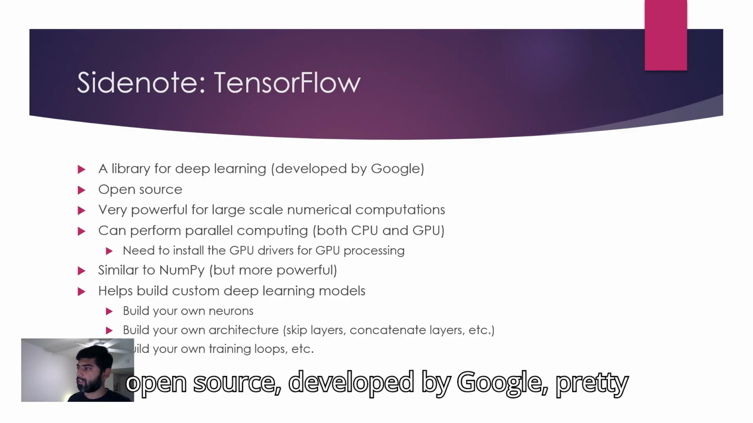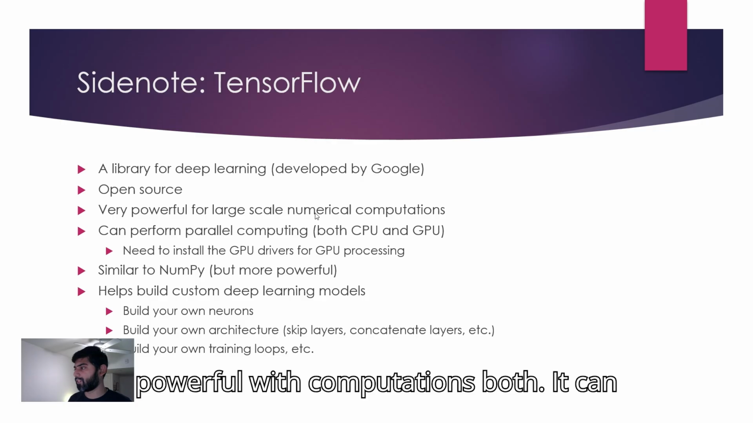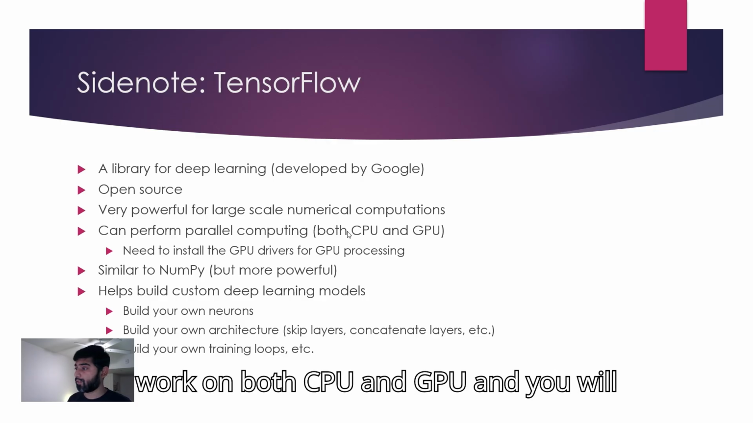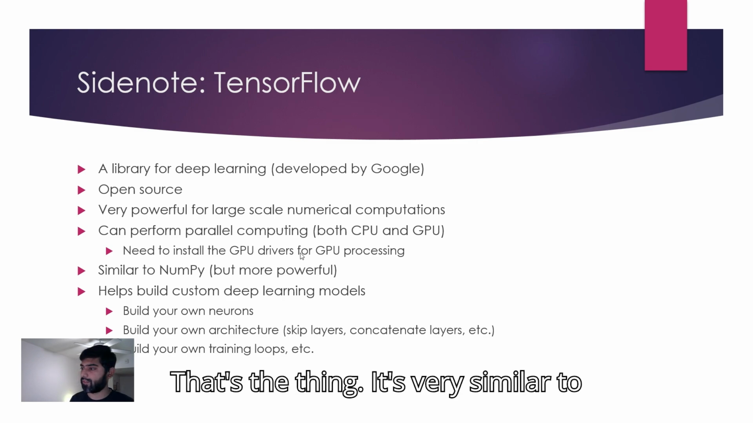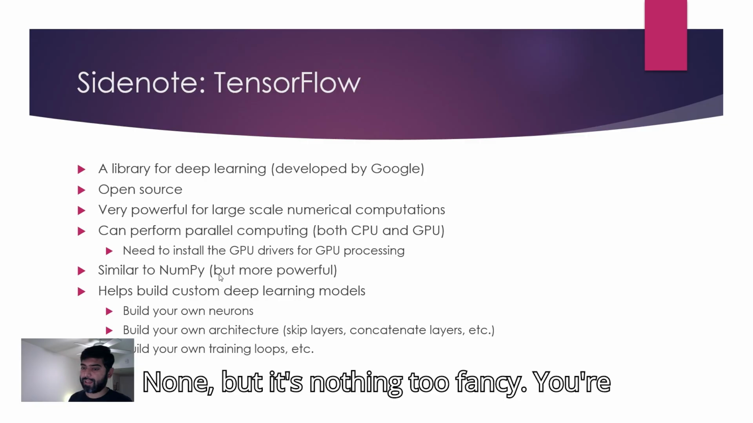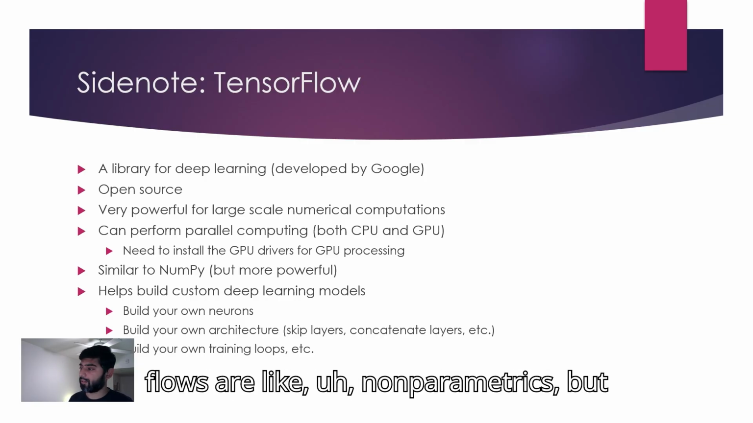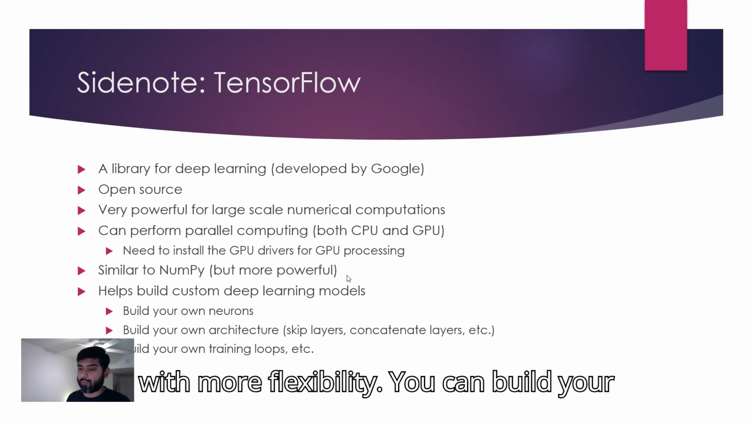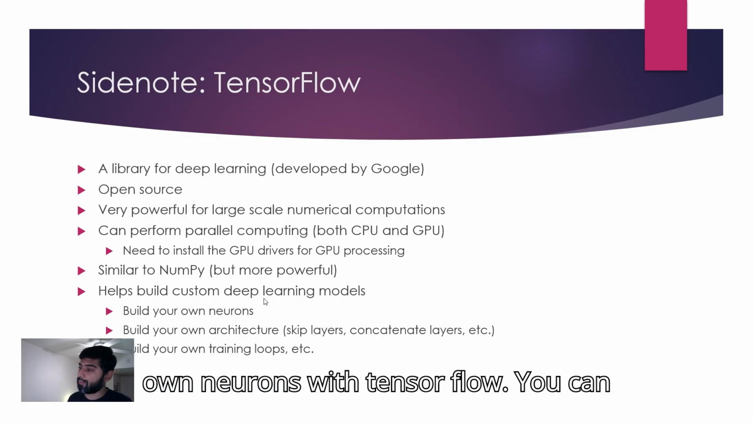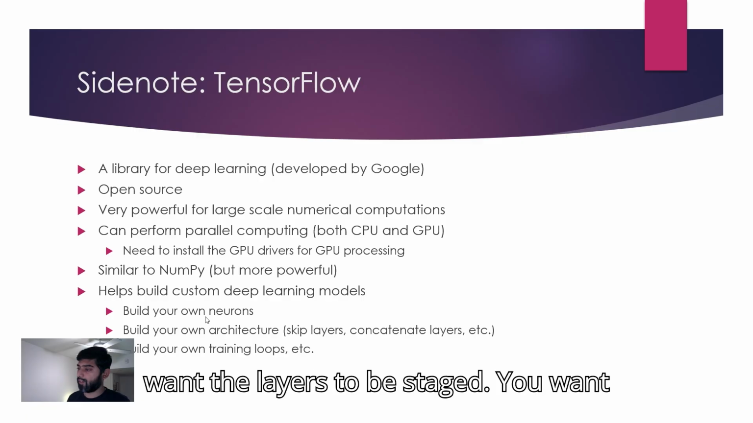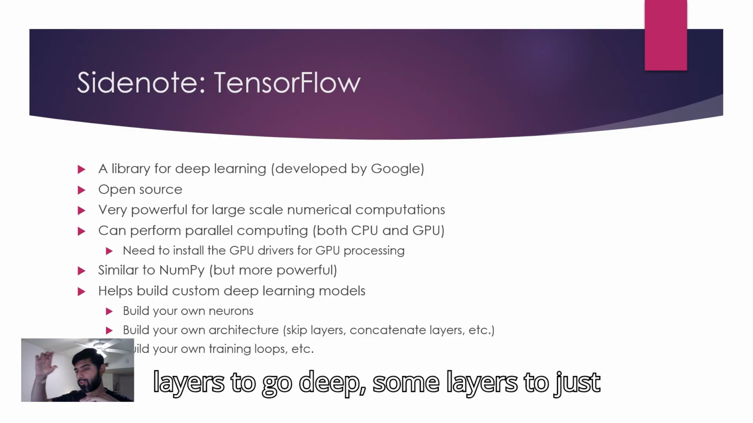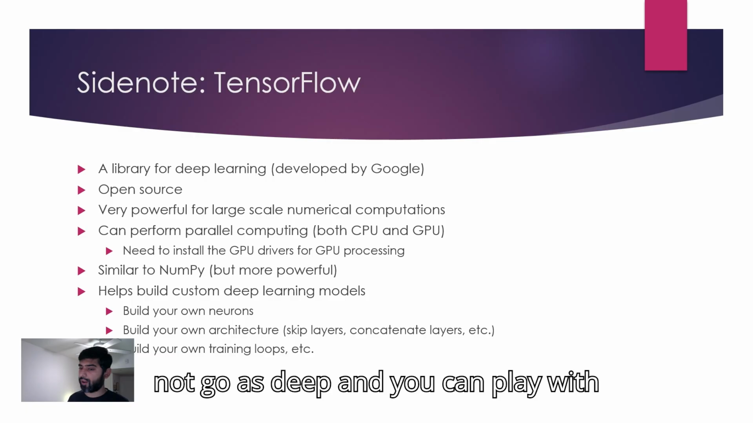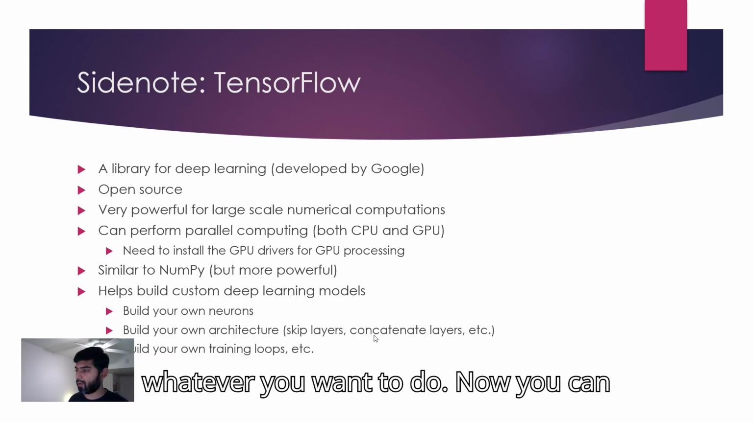Now, going to the next slide, TensorFlow is a library which is embedded in Keras, as I mentioned. It's open source, developed by Google, pretty powerful with computations. It can work on both CPU and GPU, and you need to install GPU drivers for GPU processing. It's very similar to NumPy. It's nothing too fancy. TensorFlow tensors are like NumPy matrices, but with more flexibility. You can build your own neurons with TensorFlow. You can define the full-blown architecture. You want the layers to be stacked, or separate. You want some layers to go deep, some layers to not go as deep. And you can play with the whole model, break, cut, loop, whatever you want to do.